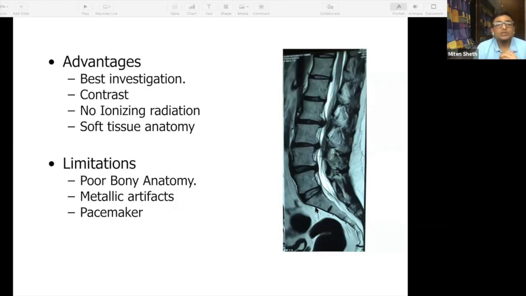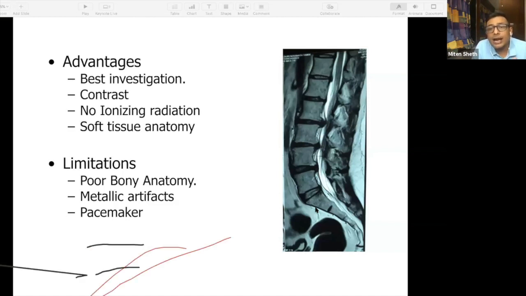MRI is the best possible investigation for the spine, because one, you're able to see the bones, you're able to see the soft tissues, you're able to see the disc, you're able to see the cord, and you're able to identify any pathology way sooner than it starts appearing on a CT scan or an X-ray. And lastly, the most important thing is there's zero radiation. Means you can do 1,000 MRIs in your life and you'll never have a problem. Okay. The other thing is you can administer contrast medium, which will help you delineate pathologies much better.